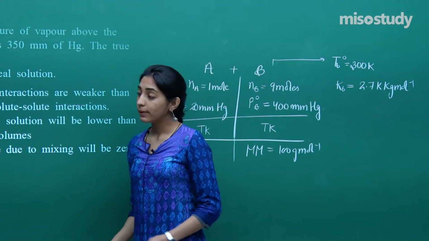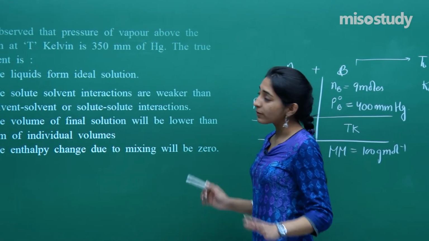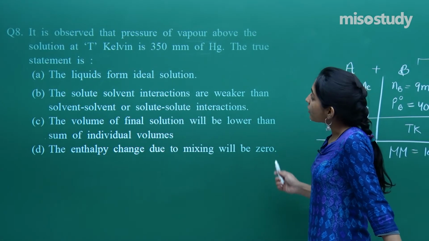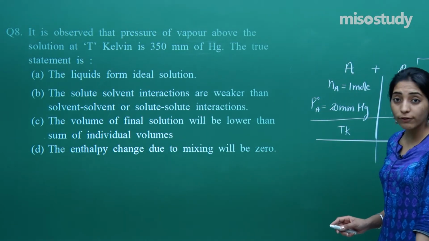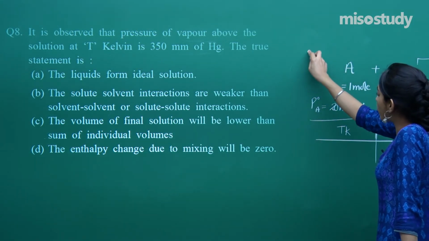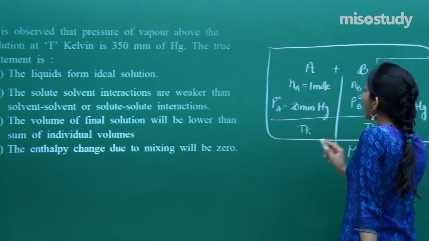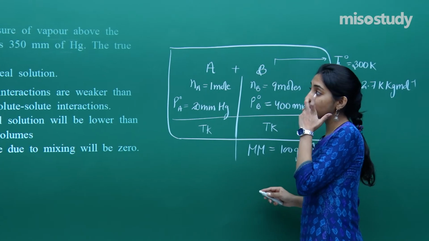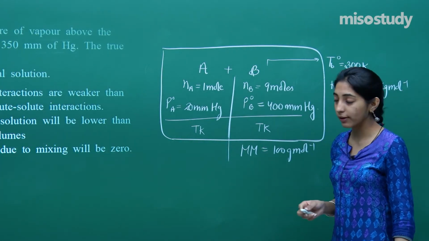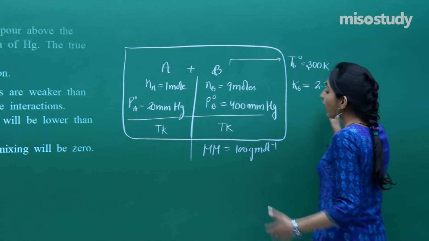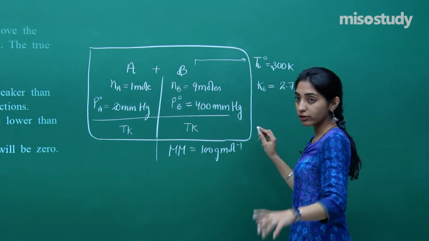Question number 8. So it is observed that the pressure of vapors above the solution at T Kelvin is 350 mm of Hg. That means when you prepare a solution with the following data, the vapor pressure has been observed to be 350 mm of Hg. You need to tell the true statement.